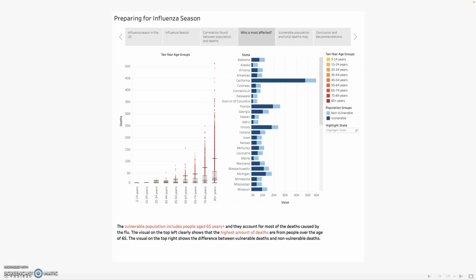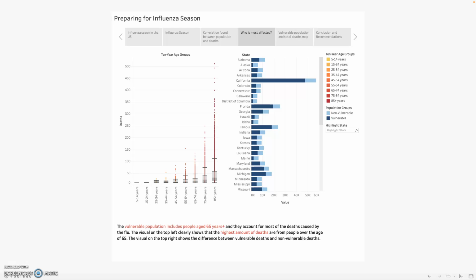In order to determine where to send the staff, we first have to see who is the most affected by the flu season. To do this, we need to know who is the most vulnerable. Per the CDC, a vulnerable population includes adults 65 years and older, children younger than 2 years old, pregnant women, and people with certain health conditions. For the purposes of this project, we will look at the population over the age of 65 since they have the most deaths and are considered vulnerable. Our non-vulnerable population would be anybody under the age of 65.